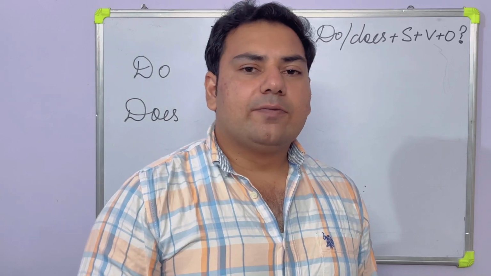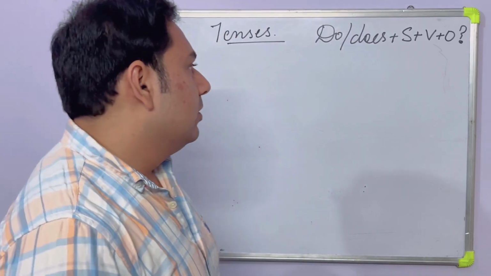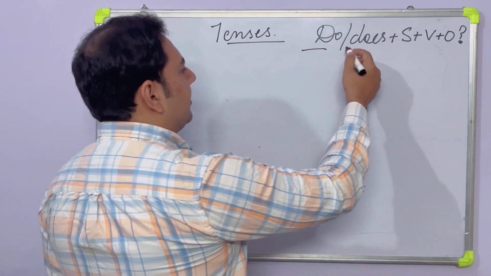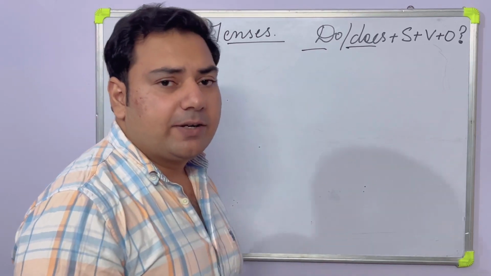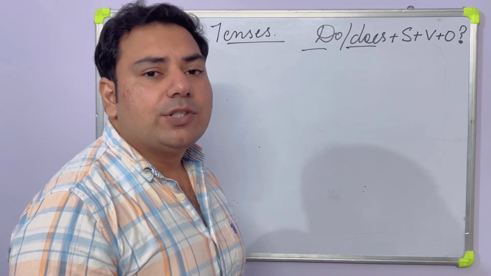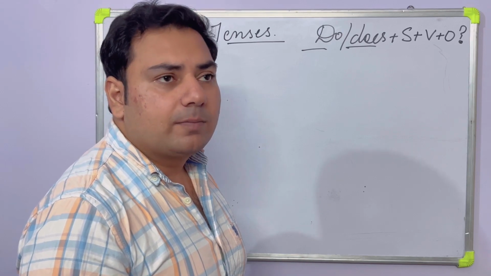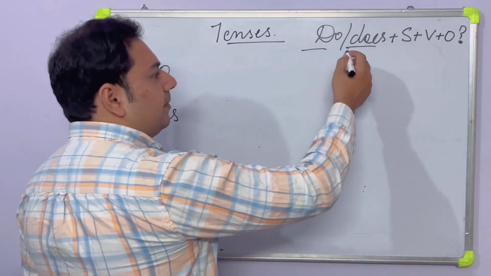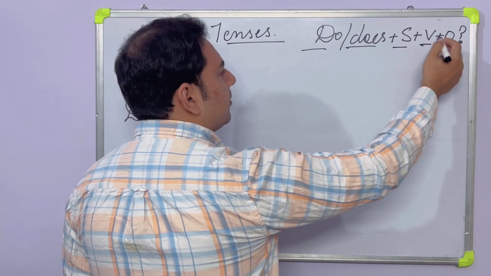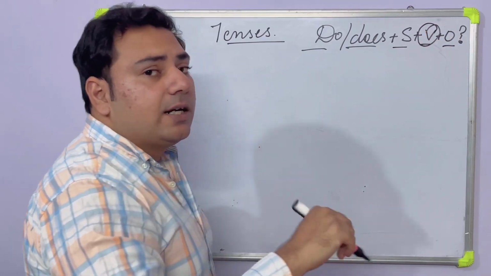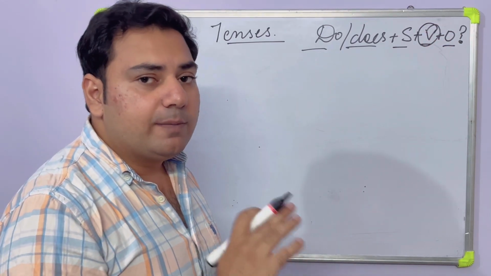Now the interrogative one, it will also remain the same. Only the changes are do and does will come in the front to make them interrogative form. Interrogation means asking a question, asking something. So that will remain the same: do or does plus subject plus verb plus object, and this verb will again remain in the root form. No changes will be made.